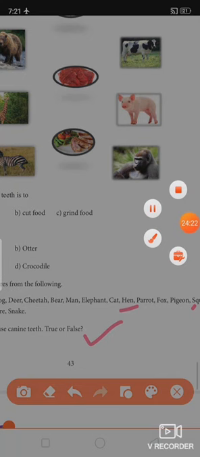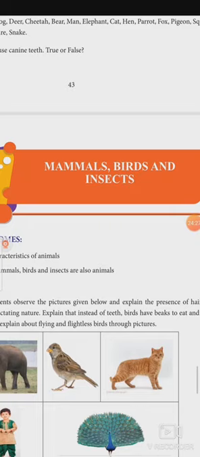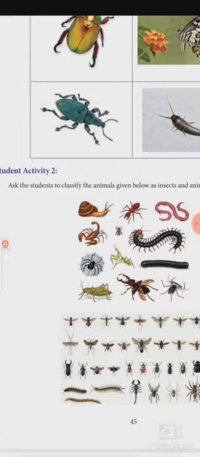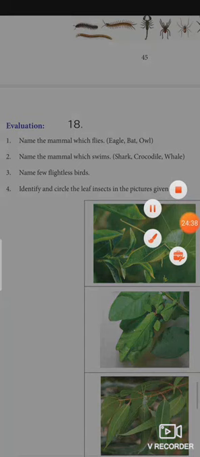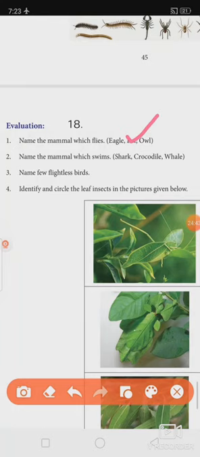Next we need to see the next lesson. Your 18th lesson is mammals, birds and insects. The first question is, name the mammals which fly. The mammal which is able to fly is the bat. Name the mammal which swims. It is a whale.